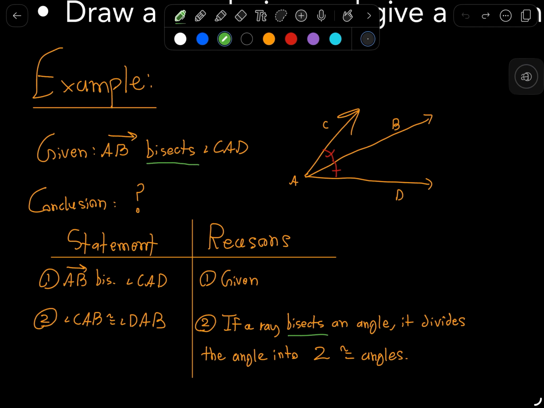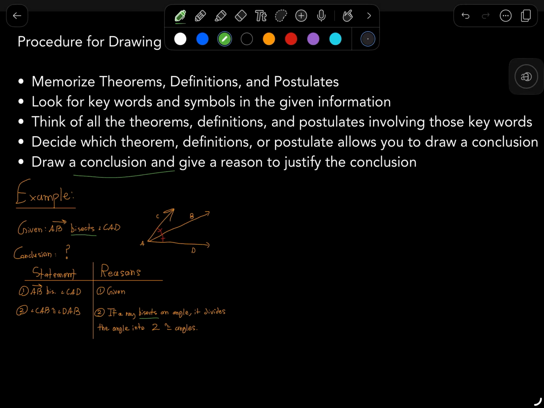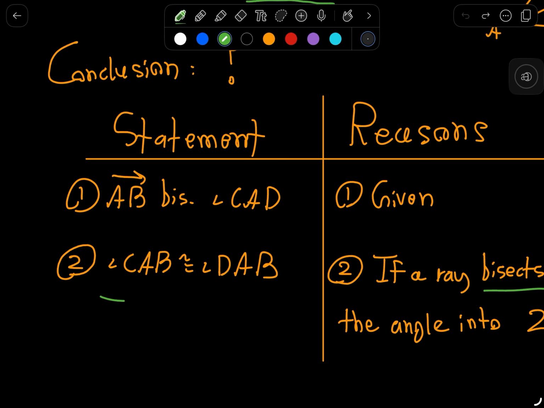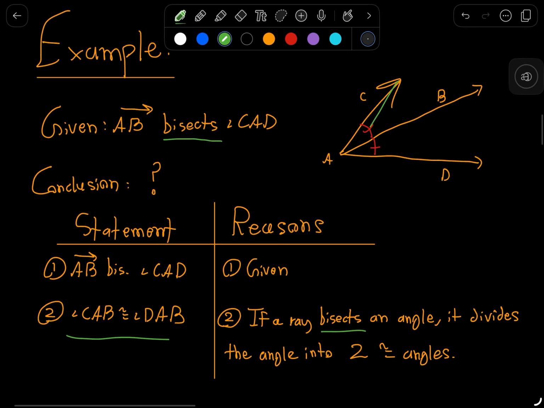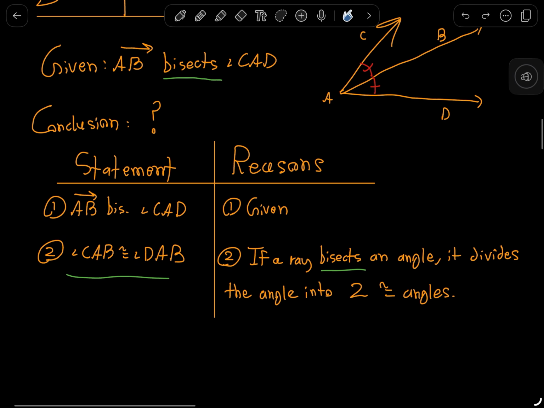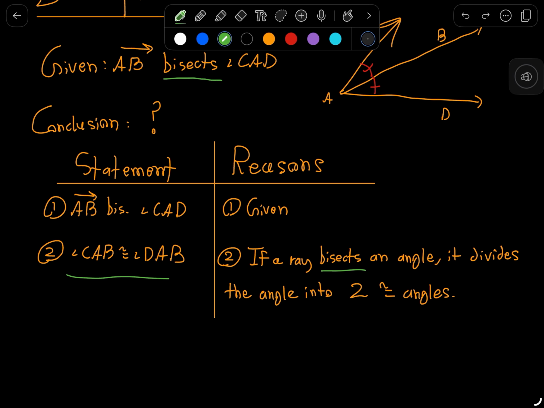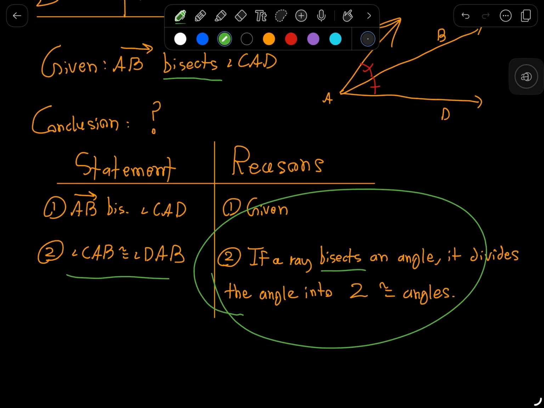The statement you can make is, of course, that if a ray bisects an angle, the result is two congruent angles. So that's the conclusion we can logically make. We've drawn that conclusion, which is that angle CAB and angle DAB are congruent to each other. And of course, you write the theorem, which you already know by now because you've done the previous steps: angle bisector.